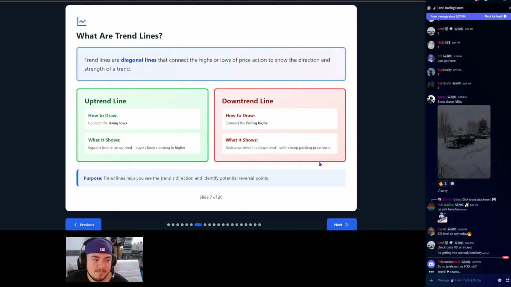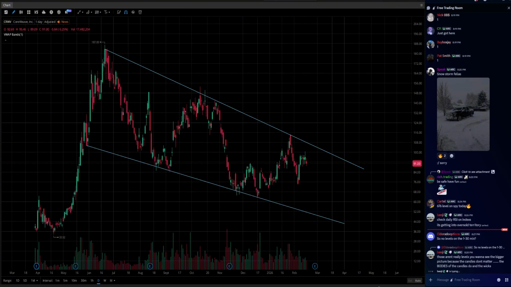Right? What's the purpose of this? Trend lines help you see a trend's direction and identify potential reversal points. So if you know where a stock is going to react, you can use that to your advantage, waiting for confirmation on these trades. So if we flip back over to our charts here, if you look right here at this 4-week daily time frame, let me pull it up on my screen. Give me 1 second.